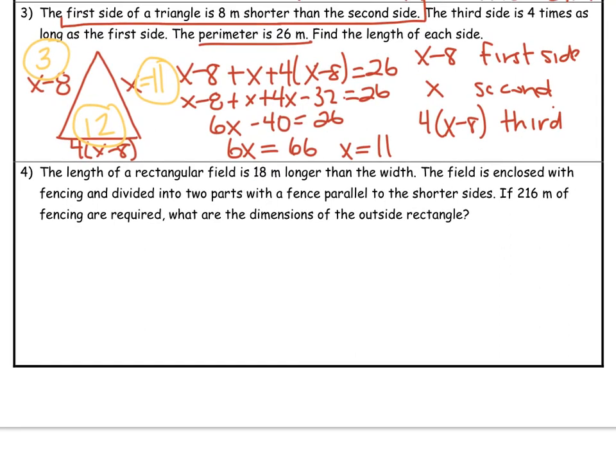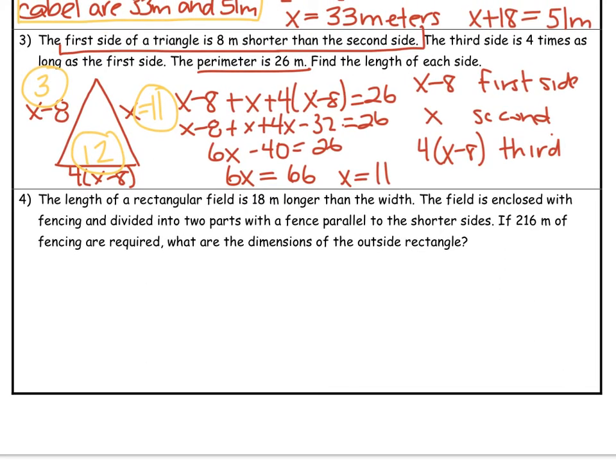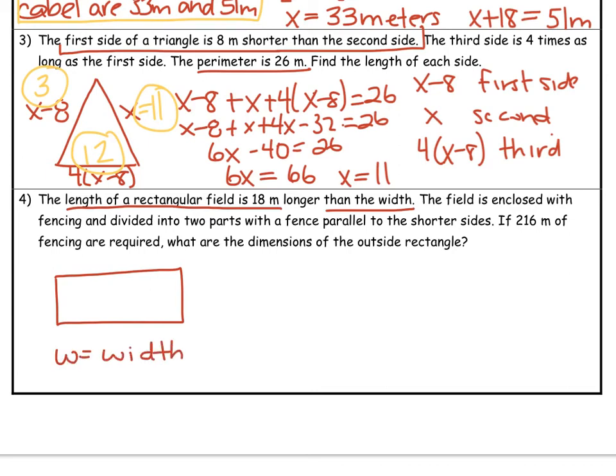I'm going to go ahead. The length of a rectangular field, so here we go. It's a rectangular field, so I'm going to draw a rectangle here. The length of a rectangular field is 18 meters longer than the width. So our variables, we're going to let W equal the width, and the length is 18 meters longer than the width. So if W is the width, then the length is W plus 18. This is W plus 18. Its opposite parallel side is W plus 18, and the width is W.